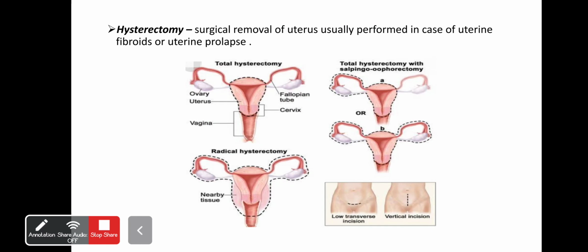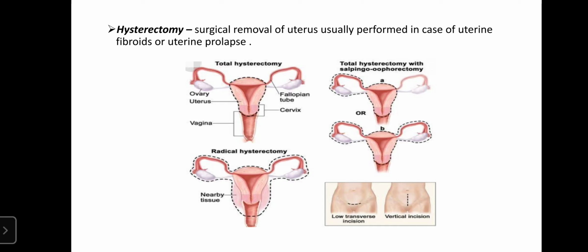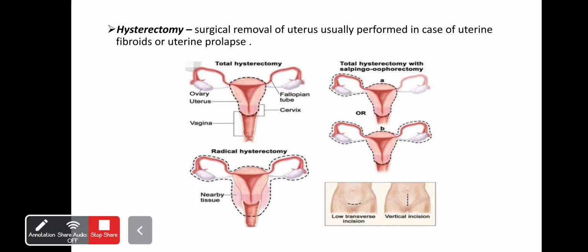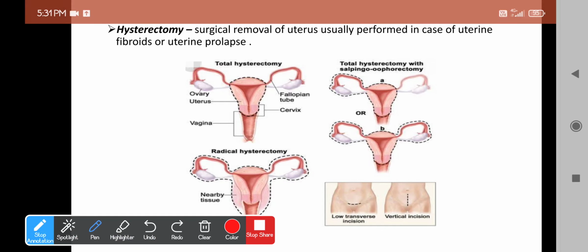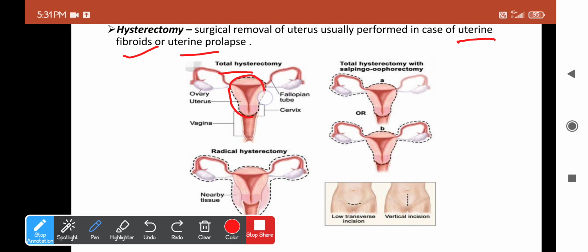And then you have hysterectomy. Hyster means uterus, and ectomy, in any term, refers to surgical removal. So this is surgical removal of the uterus, which is usually performed in case of uterine fibroids, which is a non-cancerous tumor, okay, a benign tumor, or in case of uterine prolapse. So this can be divided into total hysterectomy. This is when the entire uterus is removed.